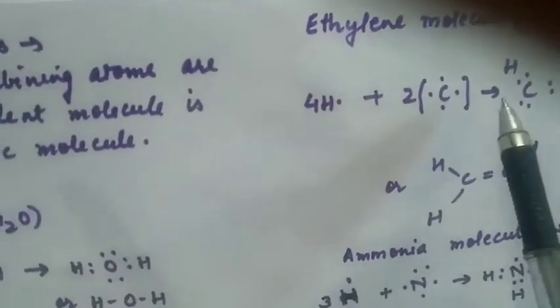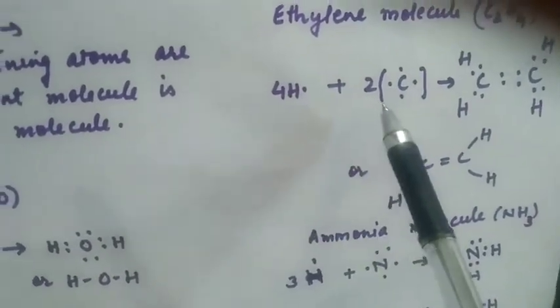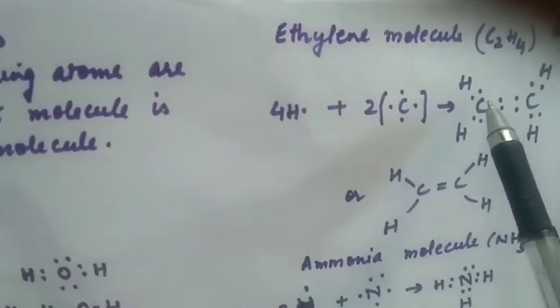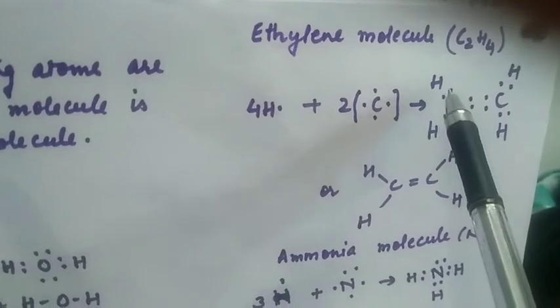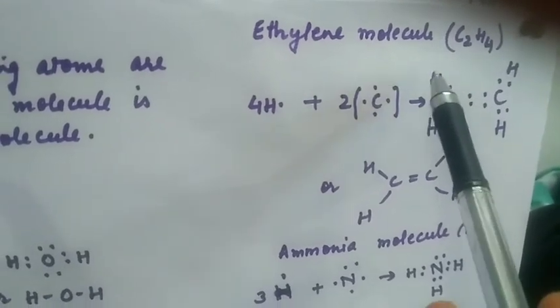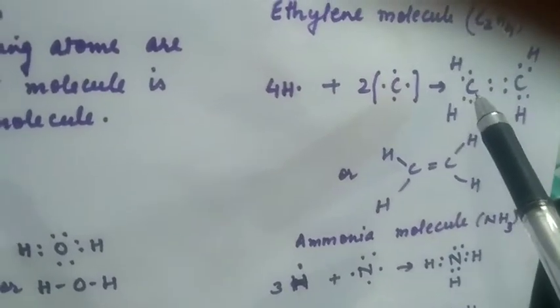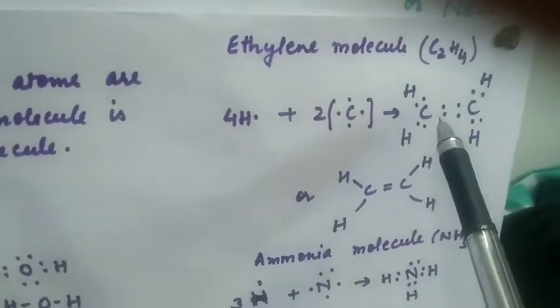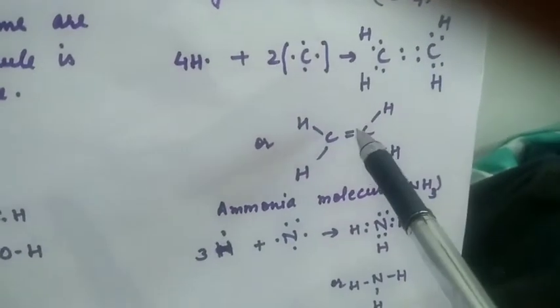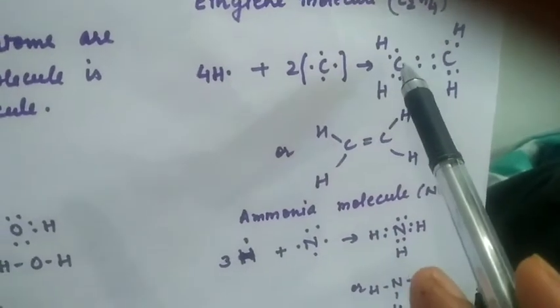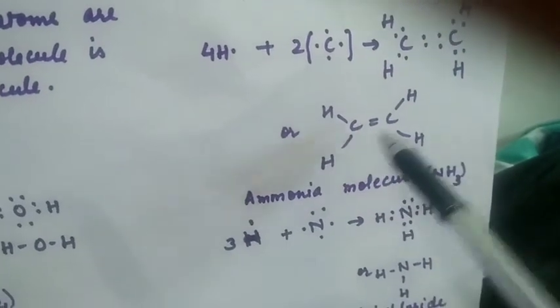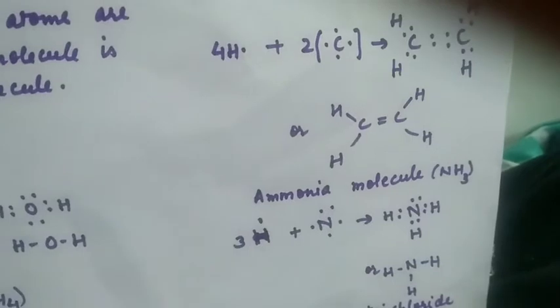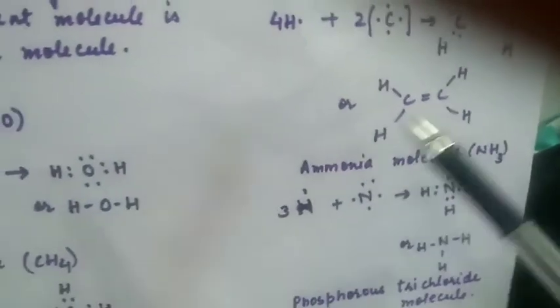In ethylene molecule, there are 4 hydrogen atoms and 2 carbon atoms. So carbon atom contributes 1 electron to bond formation with hydrogen, 1 with the other, and 2 electrons with the other carbon atom. Single bond is formed and 2 electrons between each carbon-hydrogen bond. So a single bond is formed. This is the ethylene molecule.